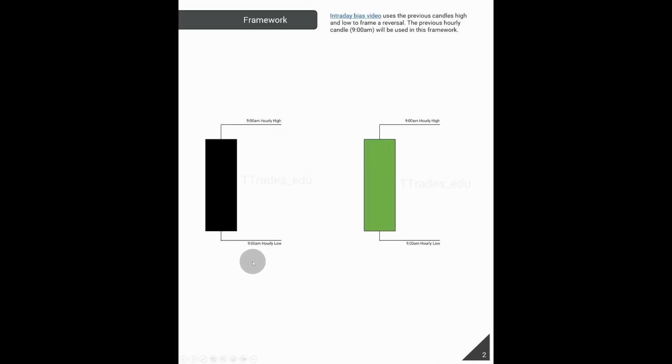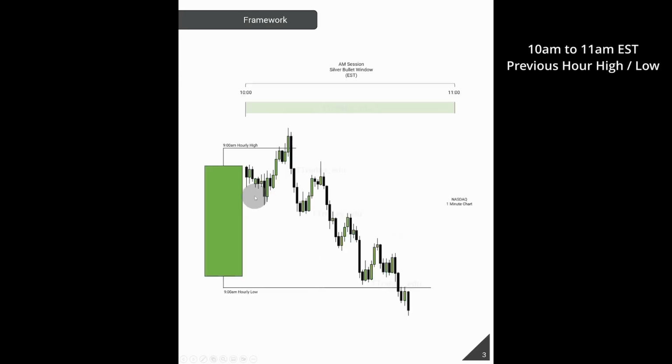And in this case, that's the 9 a.m. hourly candle. So the first thing I do when I get to the charts, once 10 a.m. hits, is use the previous hour's high and low, or the 9 a.m. hourly candle, and mark off the low and the high of that. After that, I am looking for price to take one side of this range. So in this case, it takes the 9 a.m. high, and then I look for an entry to target the 9 a.m. low. Similarly, if we were to take the low of this candle, then I would look to be targeting the high. Now these entries have to fall within the 10 to 11 a.m. window, or I will not be looking for them.